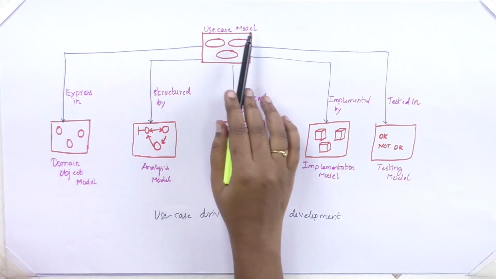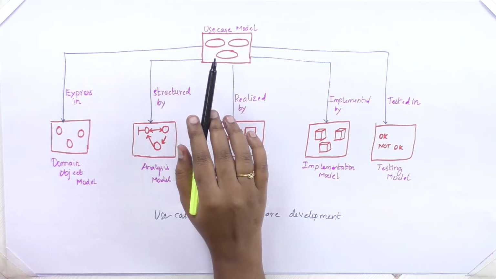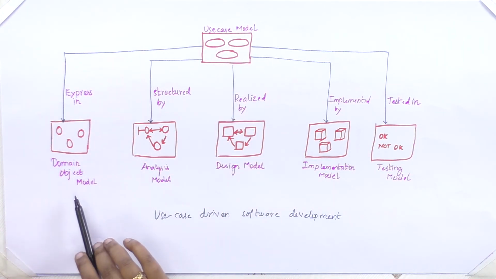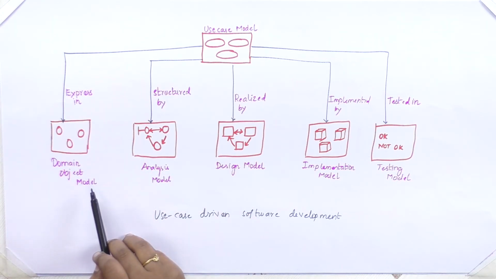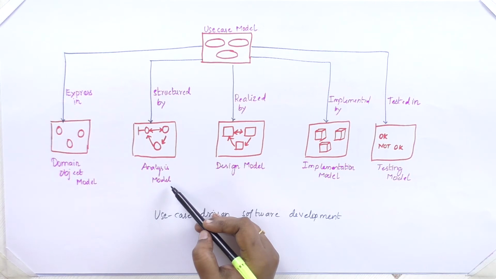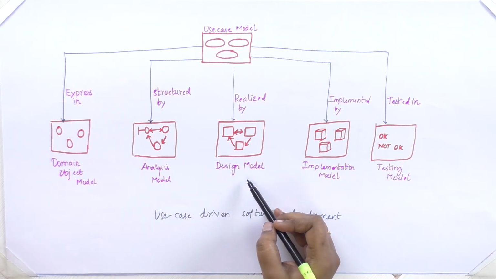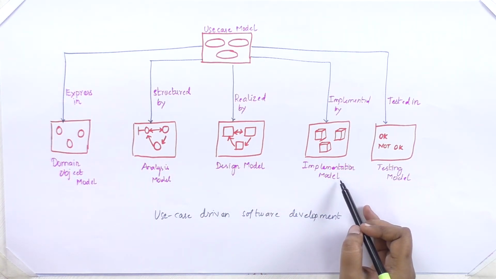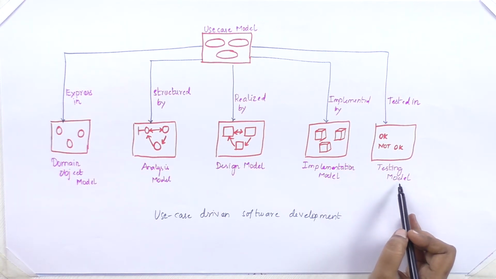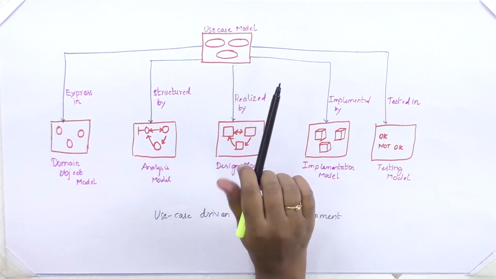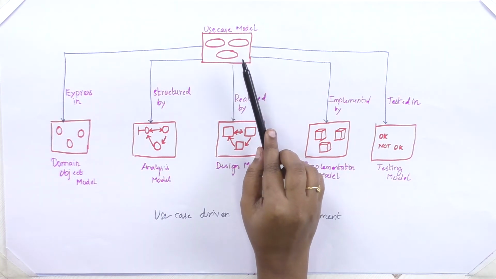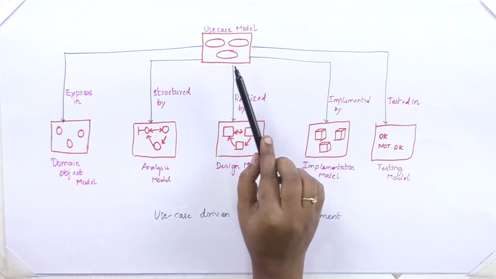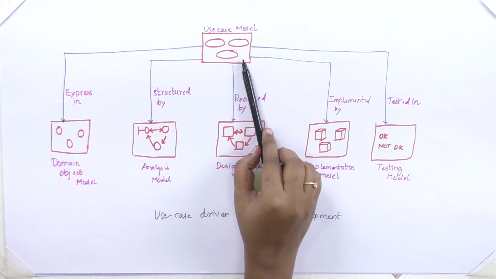So here the top is the use case model. By using this use case model, the domain object model will be designed, and after the design of the domain object model, you will be designing the analysis model, and then you will be moving on to the design model, and then the implementation model, and then the testing model. Here the use case model says about the actors you have in your system, how the actors will be communicating with each other. So all these things will be given in the use case model.